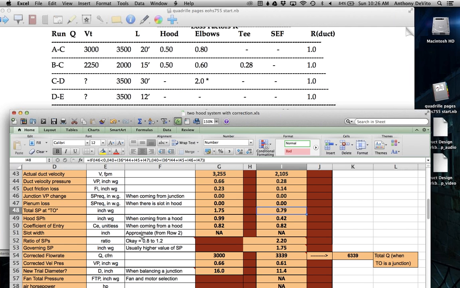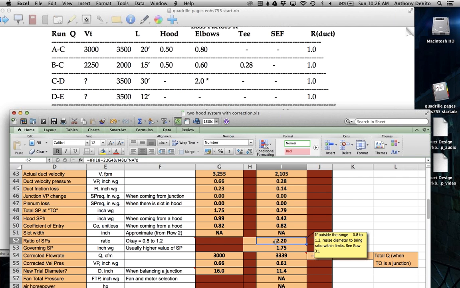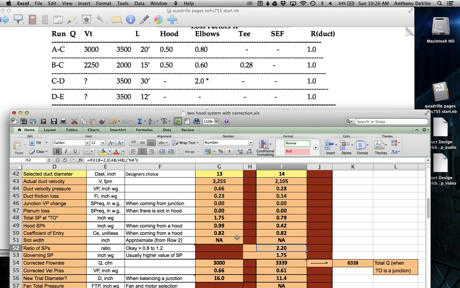Now, remember, we have a rule. Here's the ratio of the static pressures. We want them to be between 0.8 and 1.2. And in fact, the ratio is 2.2. So I have a problem here, don't I? I need to find a way to increase the static pressure at that point for this branch duct, because it's too much lower than the static pressure from our main system.